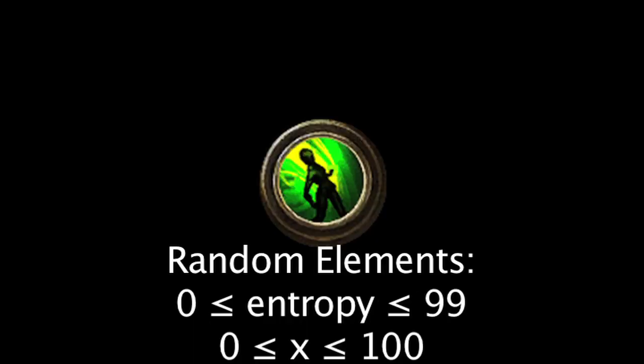Overall, the initial value of entropy between 0 and 99 and the random value between 0 and 100 on critical strikes are the only random elements in evasion. Also, once the entropy value is calculated, the chance to evade variable determines how many attacks are necessary before damage occurs. One should keep these facts in mind when deciding how valuable evasion rating is to them.